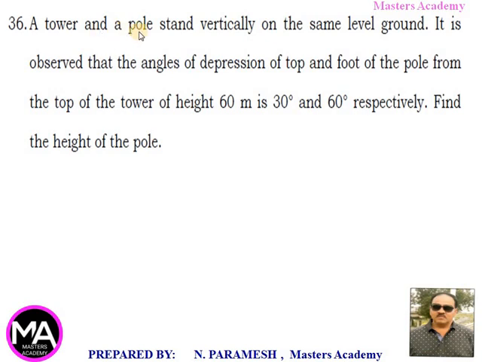A tower and a pole stand vertically on the same level ground. It is observed that the angle of depression of the top and foot of the pole from the top of the tower of height 60 meter is 30 degree and 60 degree respectively. Find the height of the pole.